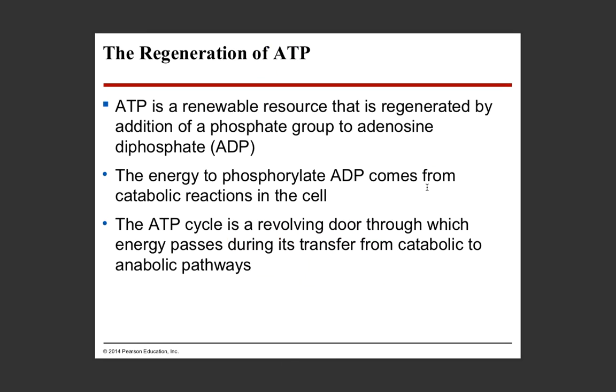So the cell is going to use this energy to phosphorylate ADP. It's coming from our catabolic reactions. Catabolic reactions, again, break things down. A prime example is going to be cellular respiration, which we're going to get into pretty soon in the next chapter or two.